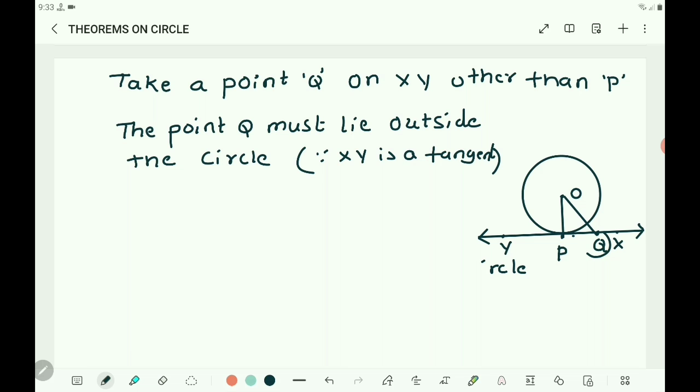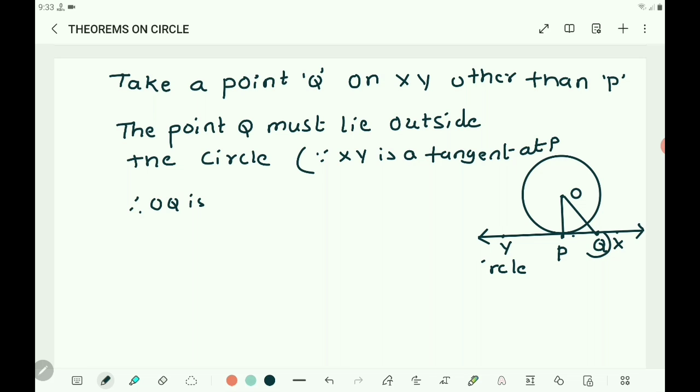XY is a tangent at P. So P must lie on the circle, as P is the point of contact. Q must lie outside. Therefore, as Q lies outside the circle, OQ must be greater than OP. So write, therefore, OQ is longer than the radius OP.